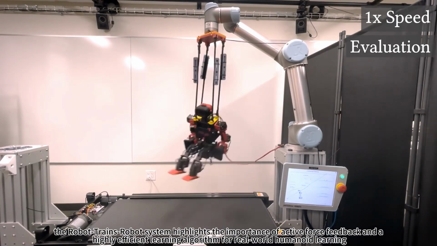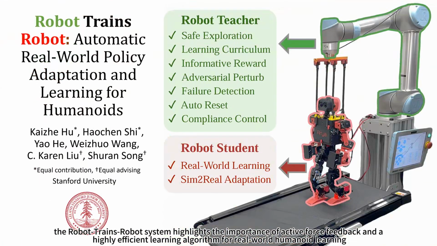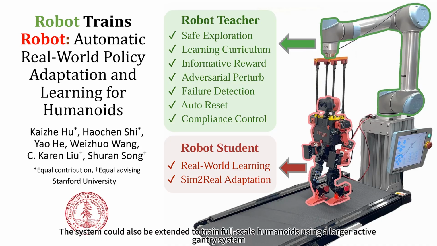In summary, the Robot Trains Robot system highlights the importance of active force feedback and a highly efficient learning algorithm for real-world humanoid learning. The system could also be extended to train full-scale humanoids using a larger active gantry system.